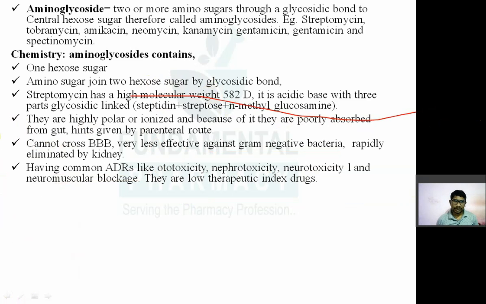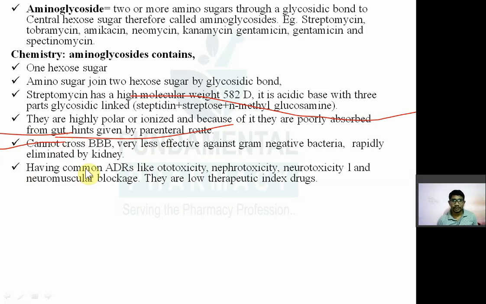They are very highly polar ionized molecules, and because of that they have high aqueous solubility, and therefore they are not absorbed from GIT. Hence, you have to give these drugs by parenteral routes. Now they cannot cross the blood-brain barrier, but in case of meningitis, your blood-brain barrier becomes weak and they may get entry into the brain.